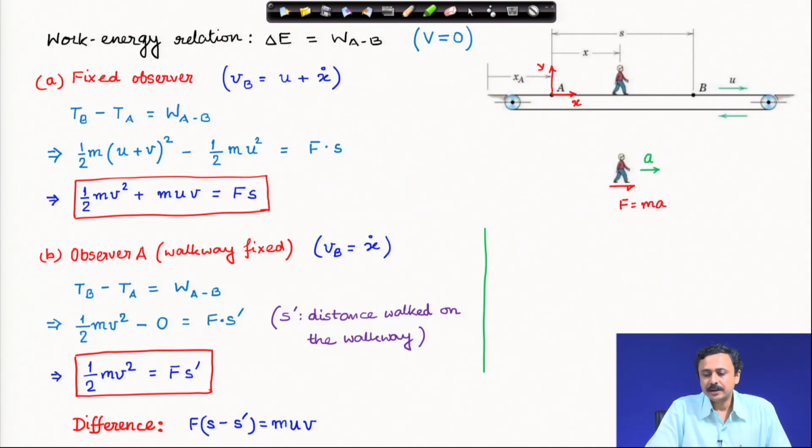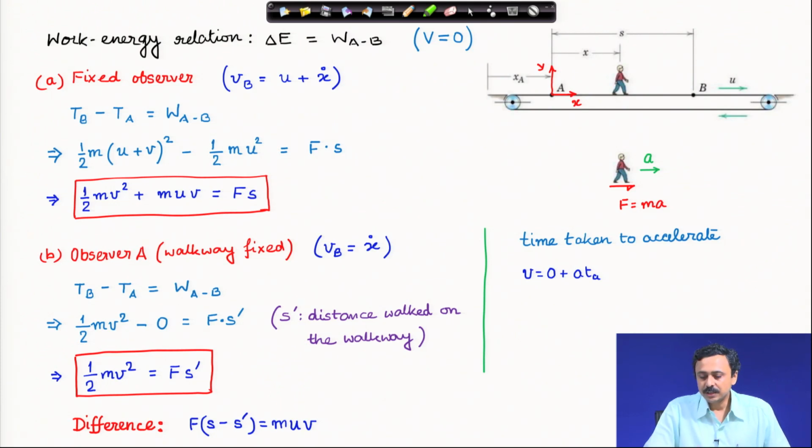To understand this, let us look at the free body diagram of the boy as he accelerates on the walkway. Since he is accelerating, a force equal to mass times acceleration must be acting from the walkway onto the boy, and the direction of the force is shown because the acceleration is towards the right. Therefore, the force must be towards the right. Now, let us calculate the time required to accelerate. Final velocity v is equal to initial velocity 0 plus acceleration times time of acceleration, which means the time of acceleration must be equal to v by a.